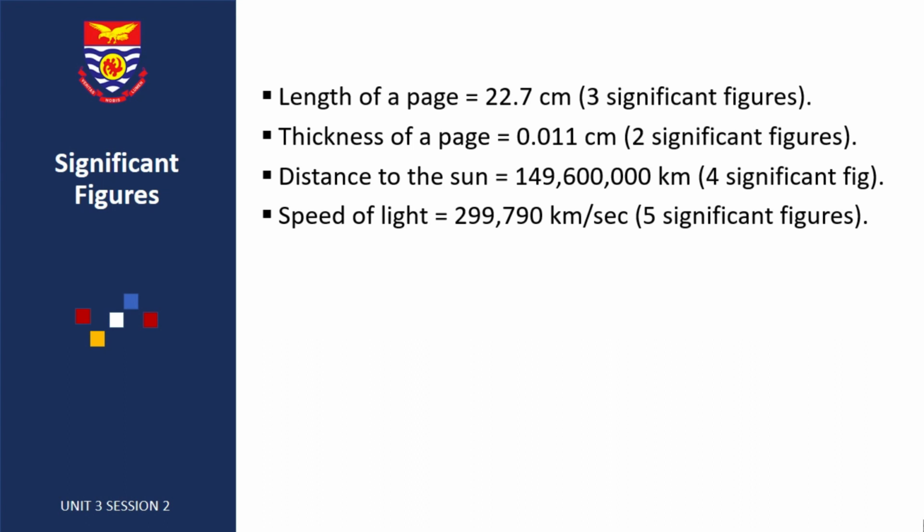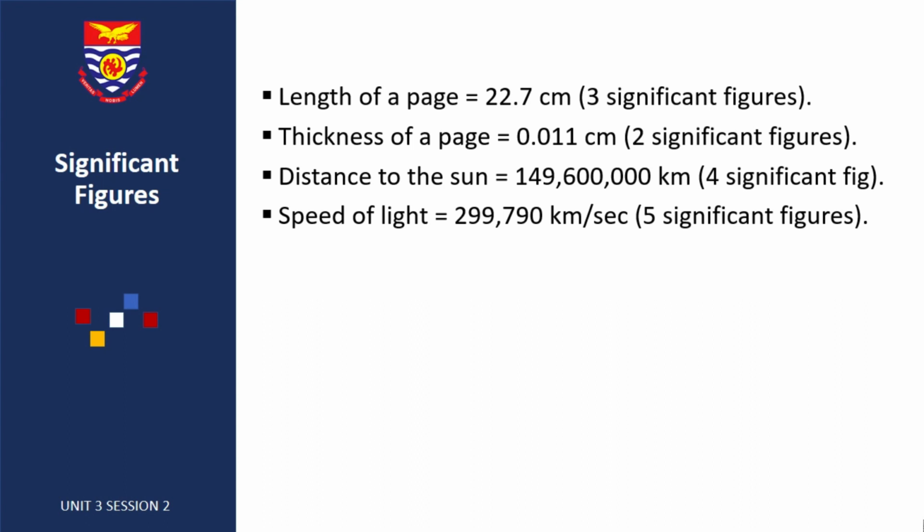An example is the length of a page. The length of a page has been measured to be 22.7 centimeters, so we say the length of the page is to 3 significant figures. The thickness of a page is recorded as 0.011 centimeters, and this has been measured to 2 significant figures. The distance of the sun, which is 149,600,000 kilometers, is to 4 significant figures. And the speed of light, which is 299,790 kilometers per second, is to 5 significant figures.